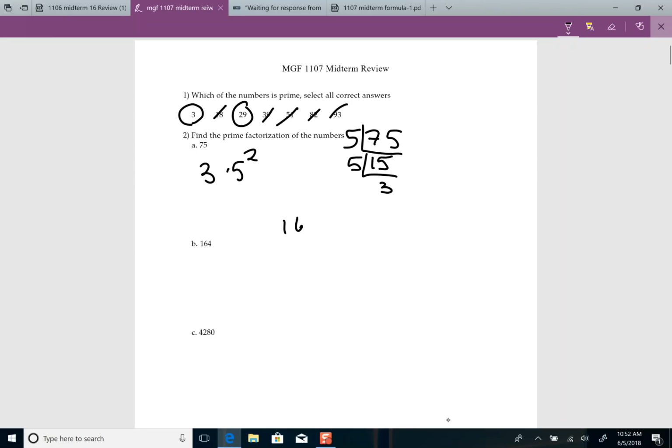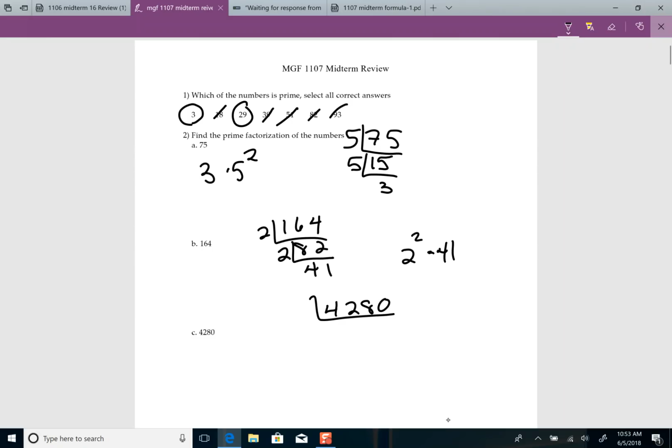164: this one I want to start with a 2, which gives me 82. So I do 2 again, which gives me 41. If you quickly looked at your little sheet and put together your primes, you would see that 41 is prime, so my answer would be 2 squared times 41. I am using powers when I have the same factor more than once.